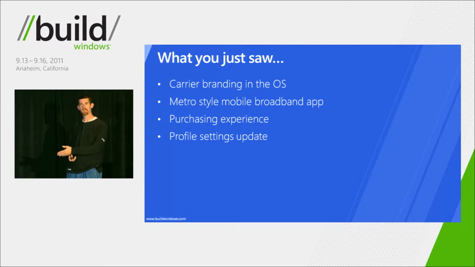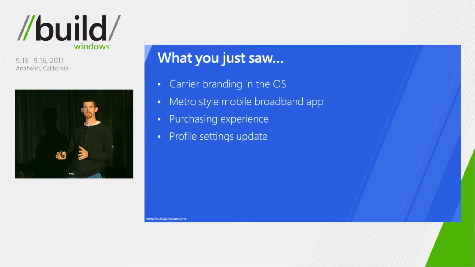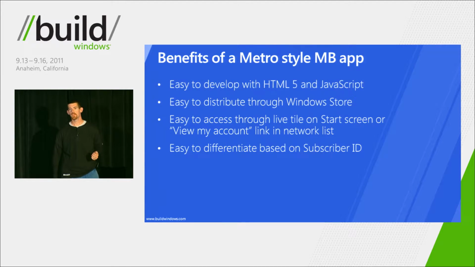If the user doesn't have an account, it leads into the Metro-style mobile broadband app, where you can provide a purchase or top-up experience. And once the account has been purchased, you can provision the profile settings that are needed on Windows to configure this PC for the plan that the user's just purchased. So let's think about that Metro-style mobile broadband app. It's got a number of advantages.